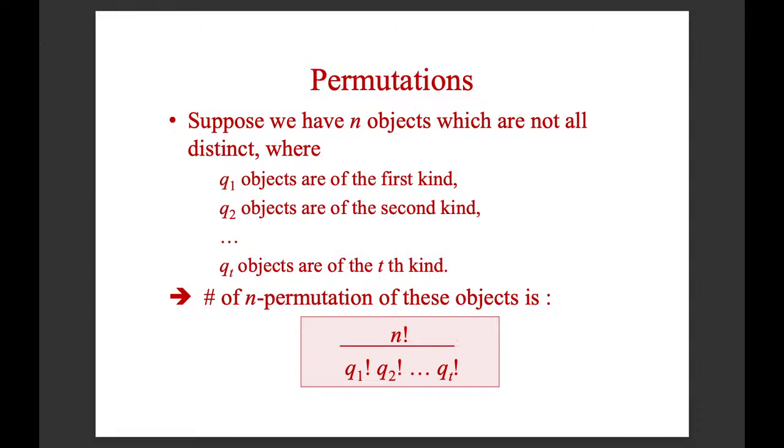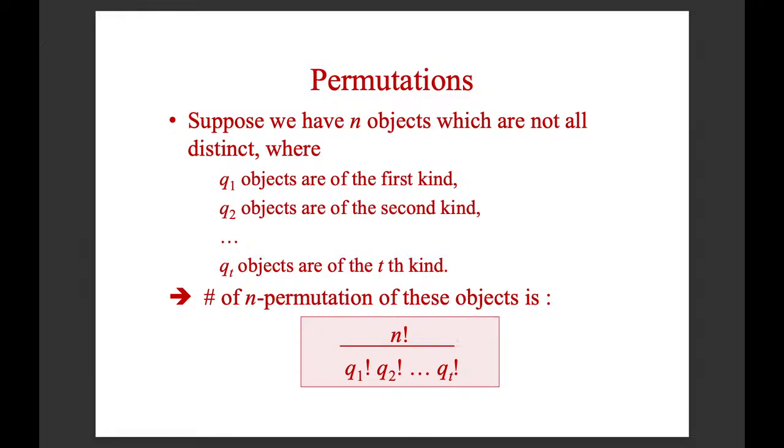In this example, we have assumed that there are n objects, but these n objects are not all distinct. We will say Q1 of them are of the same kind, of the first kind. Let's say Q1 of them are red, Q2 of them are yellow, and so on, up to Qt of them, let's say they are black. So how many ways can we arrange these n objects? Red objects are all considered to be the same, yellow objects are all considered to be the same, and so on. So how many ways are there?